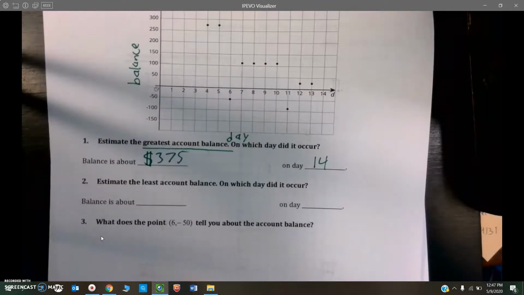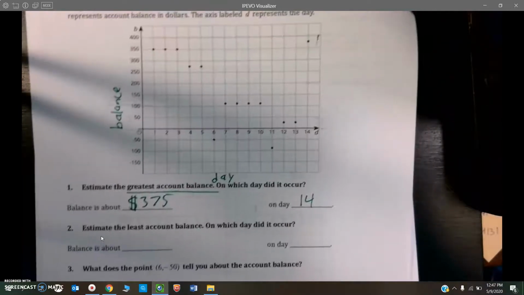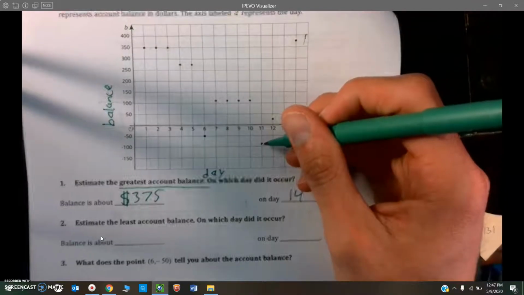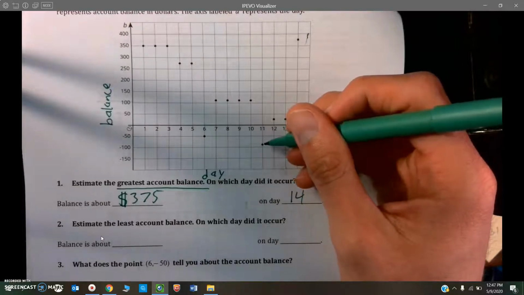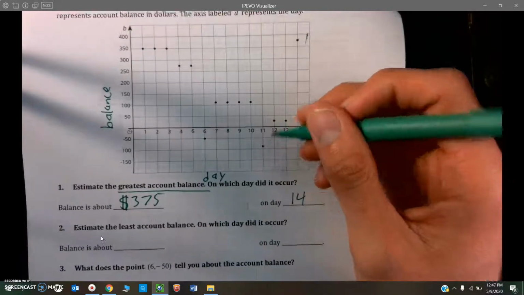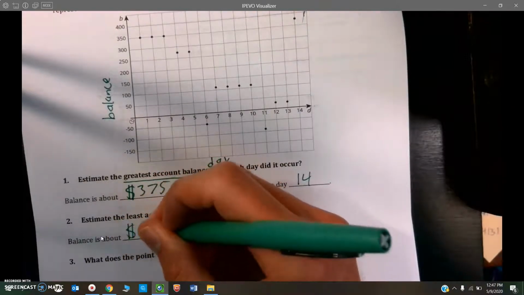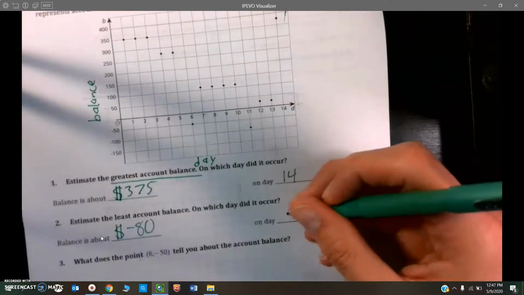Estimate the least account balance, and on which day did it occur. So, what is the lowest point? That would happen to be right here. It's in between -50 and -100, a little bit closer to the 100, so let's say that's -$80. And that happened on day 11.